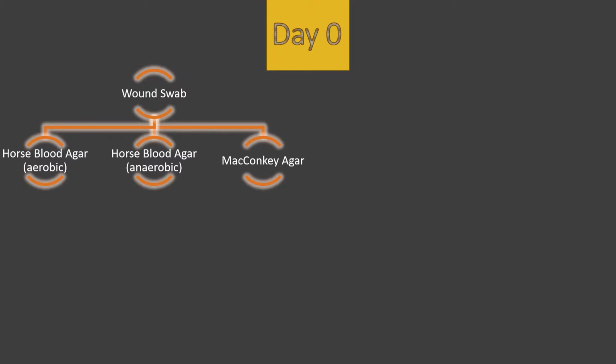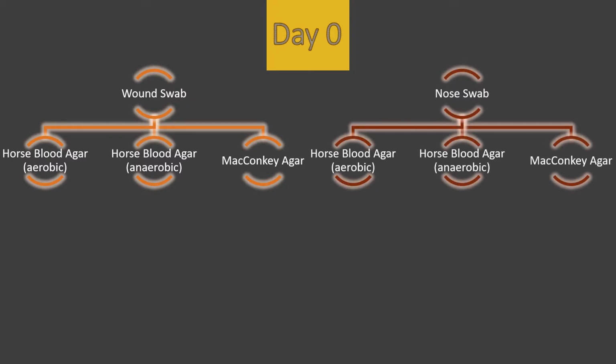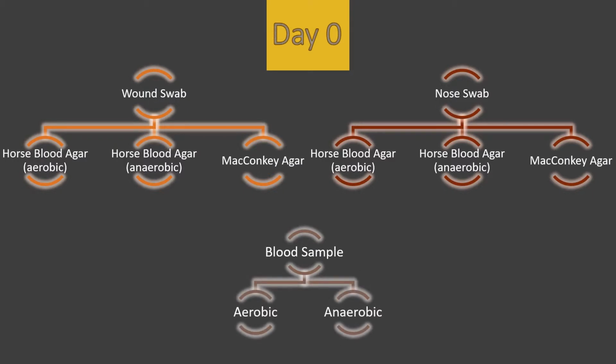MacConkey agar is selective to isolate gram-negative bacilli and differential for lactose and non-lactose fermentative organisms, where lactose fermentative will turn pink and non-lactose fermentative will turn yellow. Similarly, the nose swab was cultured on horse blood agar, aerobic and anaerobic, and MacConkey agar. The blood sample was cultured in 2 bottles, aerobic and anaerobic.